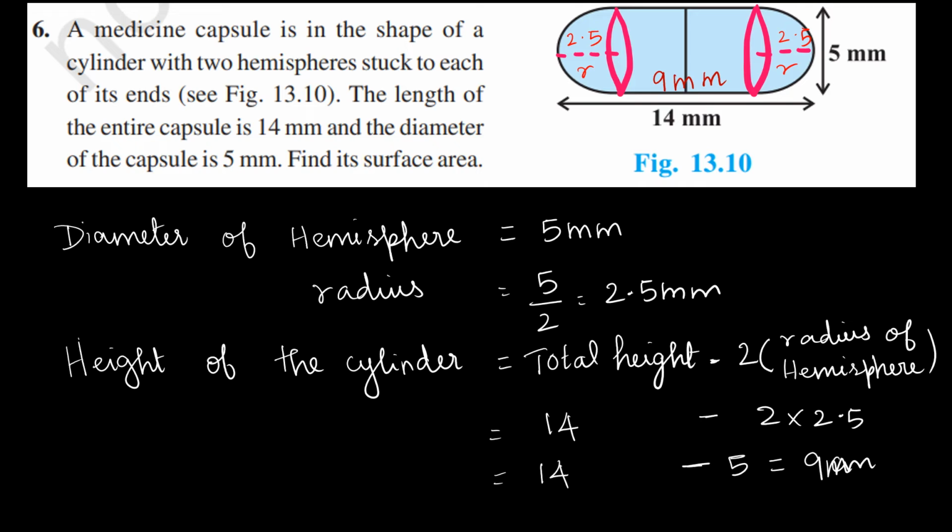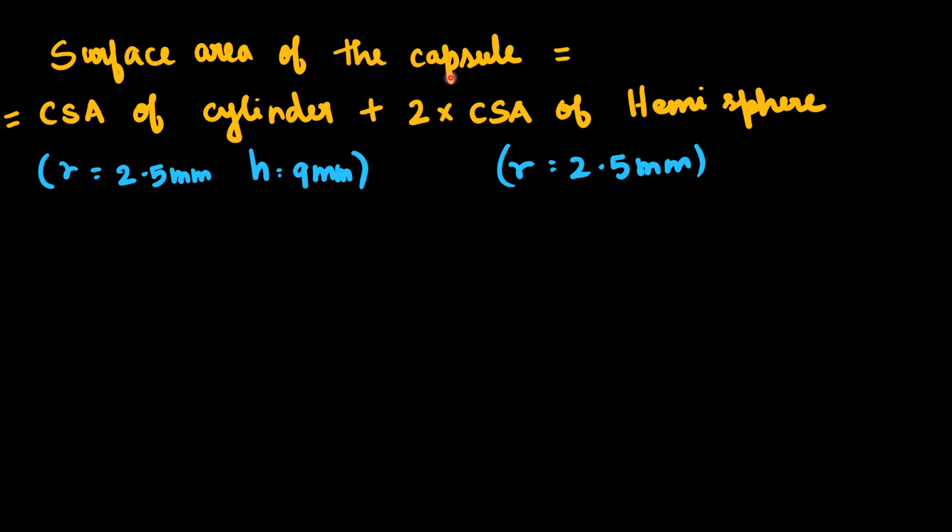Now we are going to find the surface area of the capsule. What is the surface area of the capsule? The capsule has a cylinder, so you have to find the curved surface area of the cylinder. Then at both the ends you have hemispheres. That also you have to find, the curved surface area of the hemisphere. That is 2 into the curved surface area of the hemisphere, as you have one hemisphere on the left hand side and one on the right hand side. You know the cylinder's dimensions: radius equal to 2.5 millimeter, height equal to 9 millimeter. Hemisphere radius equal to 2.5 millimeter.